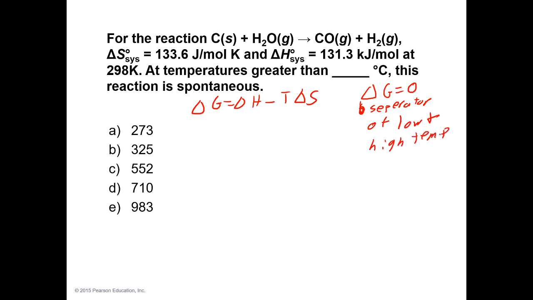So in this problem, you'll notice that delta H is positive and delta S is positive.